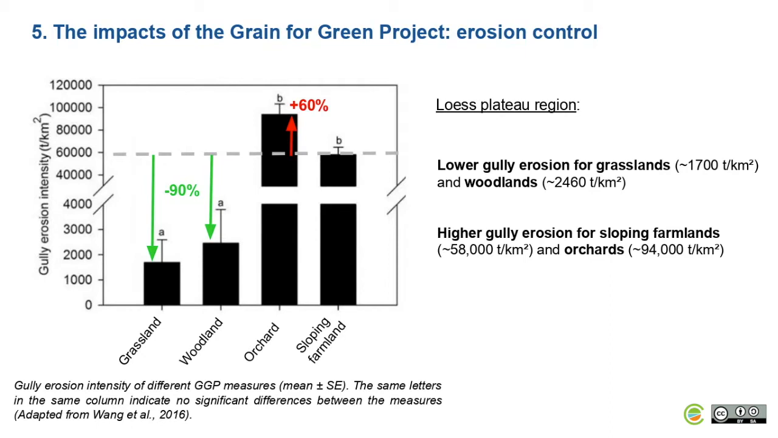But on the other hand, when converting sloping farmland into orchards, it leads to an increase in the intensity of the erosion by at least 60%. So it shows that we have very different results on the erosion for different types of land cover.